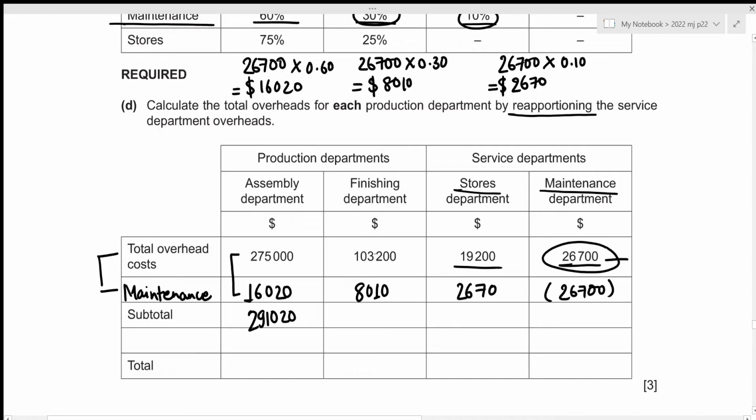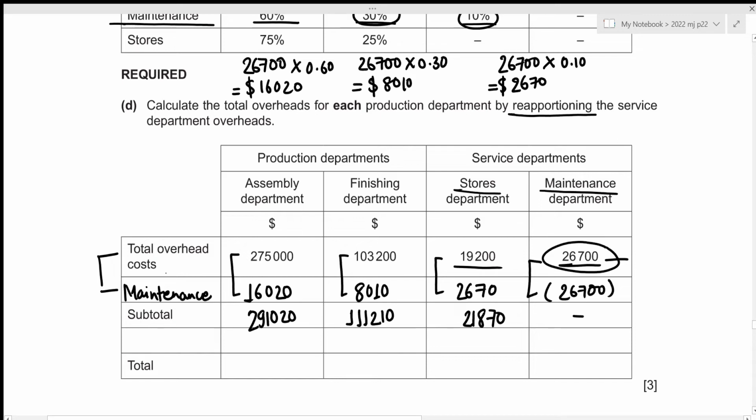For finishing departments, that's going to be 103,200 plus 8,010, which results in the value of 111,210. For the stores department, that's going to be 19,200 plus 2,670, which results in the value of 21,870. And for maintenance department, that's 26,700 minus 26,700, which results in the value of 0.